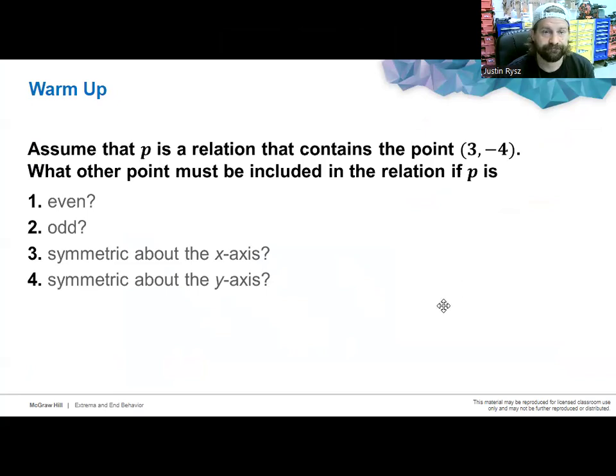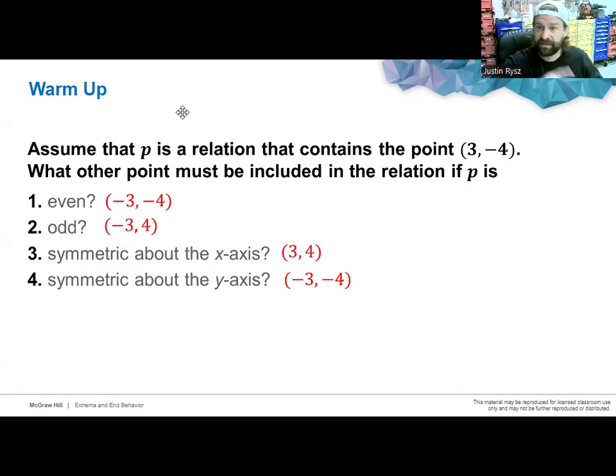Let's check our answers. If it is even, we're going to reflect it over the y-axis. So we just switch the x number, and we'd have a point at (-3, -4). Or if it's odd, it's going to be in the opposite corner. So if it's at (3, -4), it's going to be up at (-3, 4). Or if it's reflected over the x-axis, we flip it over to the bottom. So if it is at (3, -4), it's going to be flipped up to (3, 4). Symmetric around the y-axis, that's what it means to be even. So it's going to be the exact same point.